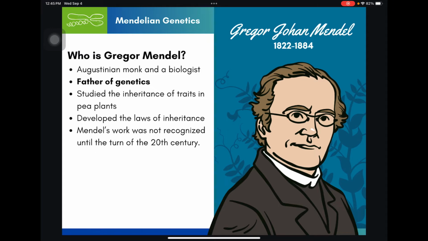So who exactly is Gregor Mendel? He is an Augustinian monk and a biologist, and because of his contributions to Mendelian genetics, he became the father of genetics. But a quick trivia: after publishing his work, it was not recognized until the turn of the 20th century, when a group of scientists reopened his published work, and they began to realize that what was proposed by Mendel is the most plausible and the most acceptable in the scientific community.